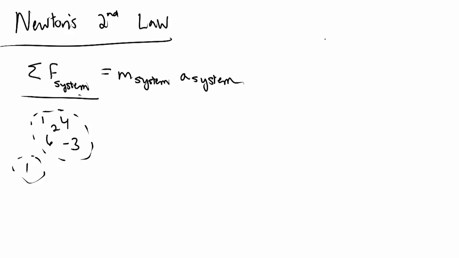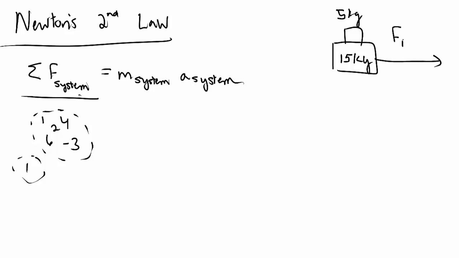Okay, let's try to apply this to an actual situation. Let's say we have two boxes. The first one is stapled on top of the lower one, so they move together. The top one will be 5 kilograms. Let's make the bottom 15 kilograms. And they're both pulled with a rope. Let's suppose we know the tension force to be 100 newtons. And let's say there's some kind of a friction force, which let's say is 20 newtons. Sounds good to me to keep the numbers simple.